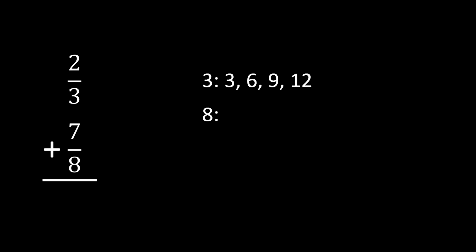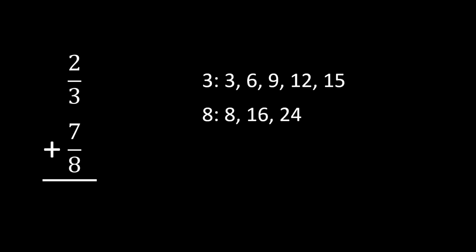And then I'm going to start listing some of my multiples for 8, because remember, we're looking for the smallest number that's in both lists. 8 times 1 is 8. 8 times 2 is 16. And from here, I'm going to go back to my list for multiples of 3. My next multiple of 3 is 15. 12 plus 3 is 15. Looking back at my list for multiples of 8, 16 plus 8 is 24.